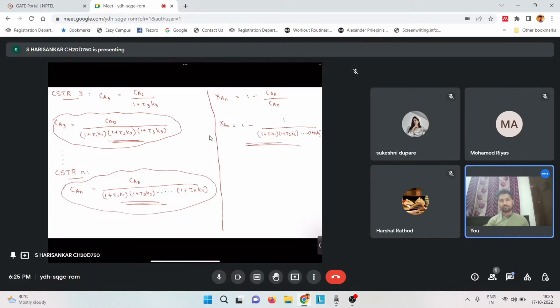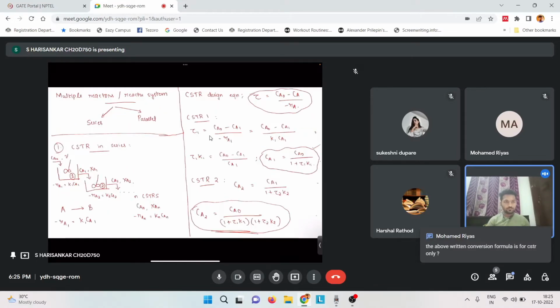Fine. So if you are tasked with solving a CSTR in series system, you can apply these equations to find the outlet concentration and the outlet conversion. And the interesting thing here is you can apply the design equation for each and every CSTR separately. That's what we did here.